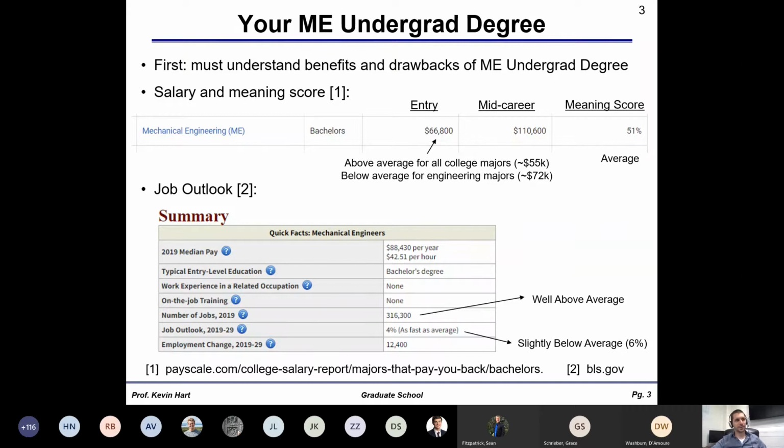But for mechanical engineers, we're growing about as fast as average if you get a bachelor's degree, or maybe slightly below average, so you won't have the same bargaining power that someone with a degree that's growing much more quickly might have. Computer science grows very, very quickly. So it's not really a benefit or a drawback. It's just something I think you should understand.